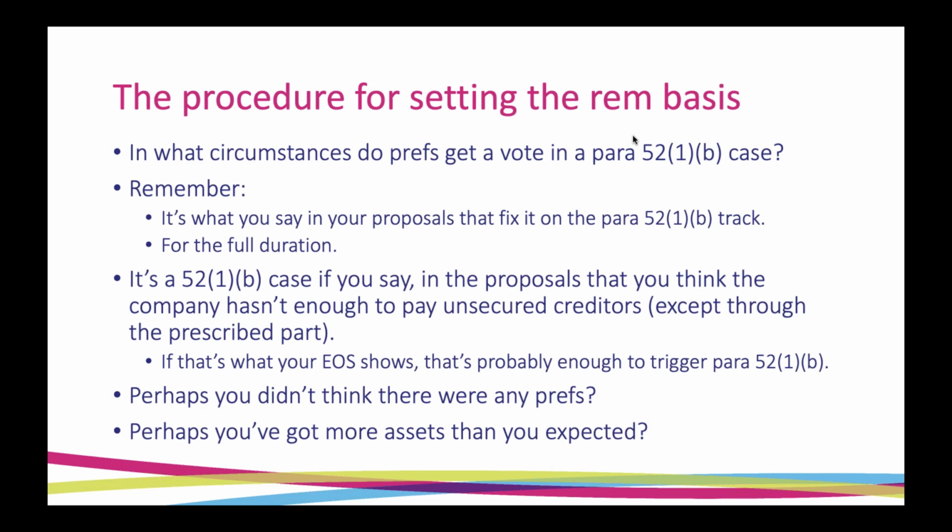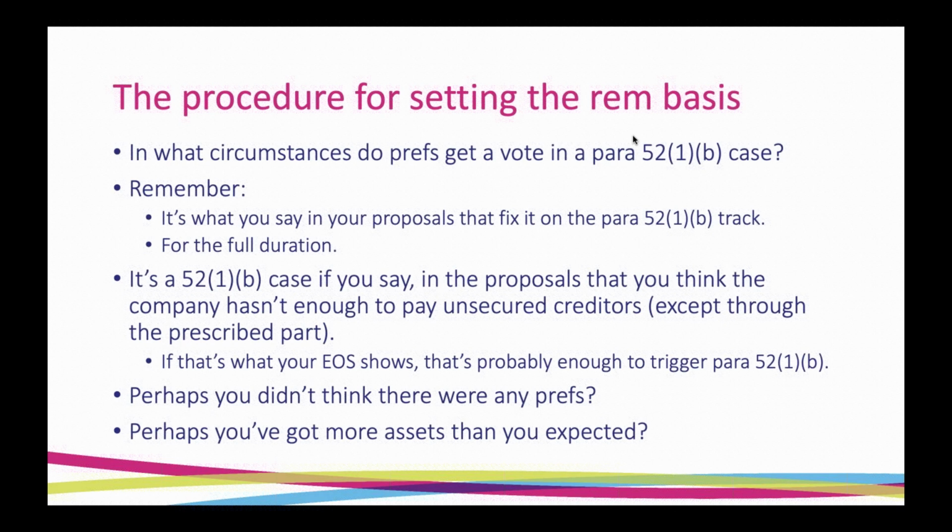So we've got this conundrum about the preferential creditors. How do we work through that? Well, I think the answer to that is to remember that it is what you say in your proposals that will fix the administration on the paragraph 52(1)(b) track.